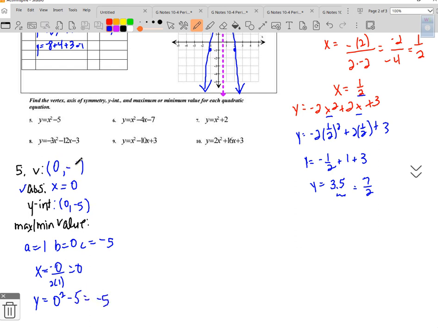So in this case, we see that our vertex and our y-intercept are the same. We have to remember also this y value is our maximum or minimum. Since this opens up, because a is positive, now we know it's a minimum value. So you're going to circle that and tell me that that is y equals -5. Number 6.